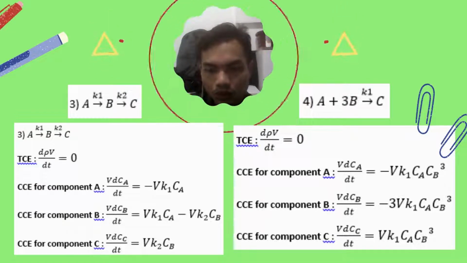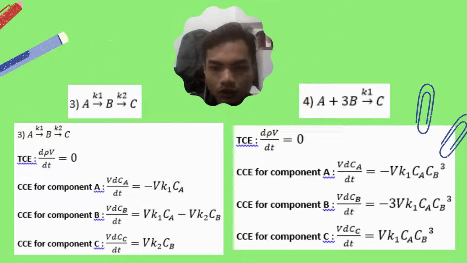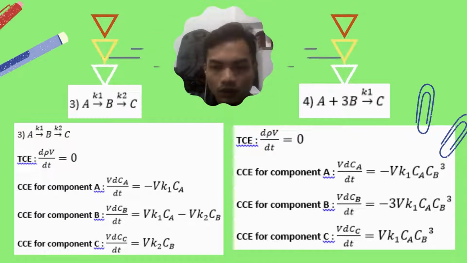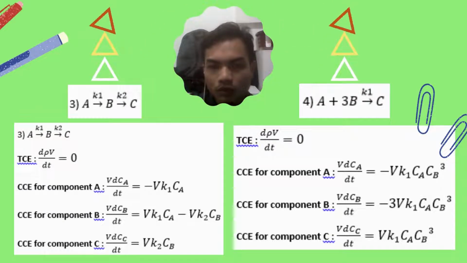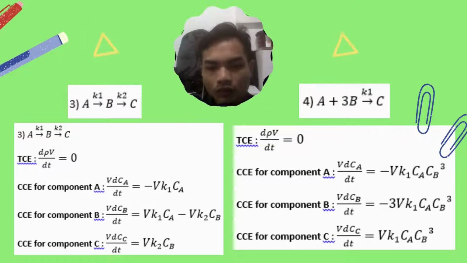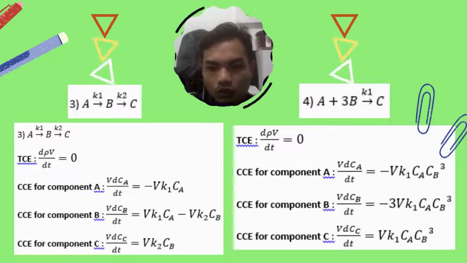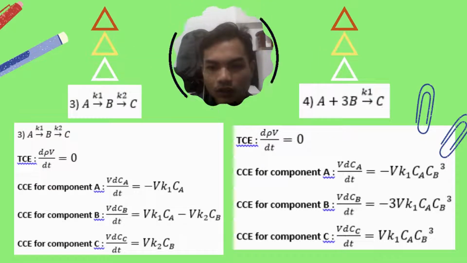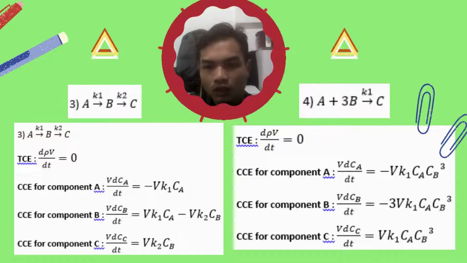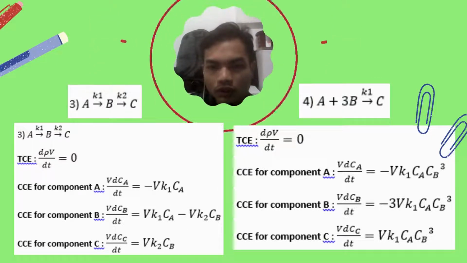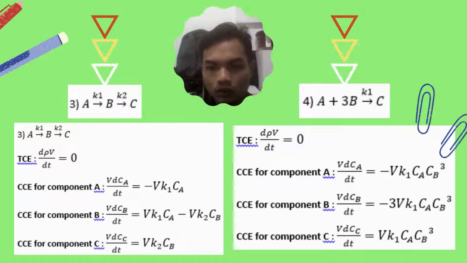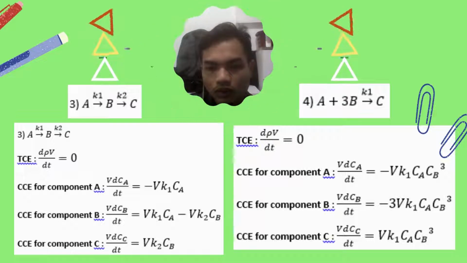Also, the component B is consumed in this process. That's why we have the negative, and 3 is because they need 3 components of B. For CCE for component C, we got VdCC over dt equal to VK1CA CB power of 3. In this process, C is produced, so the sign is positive.